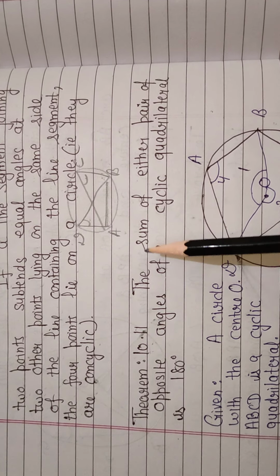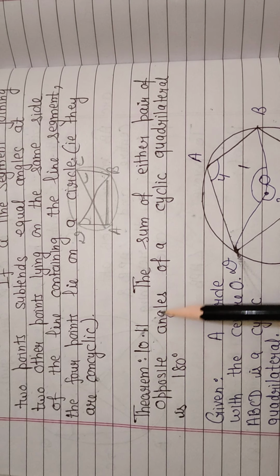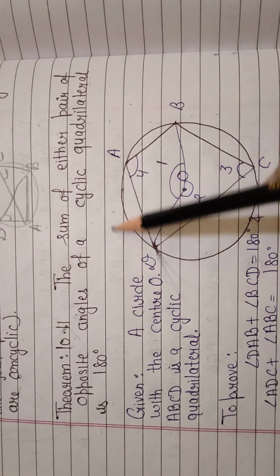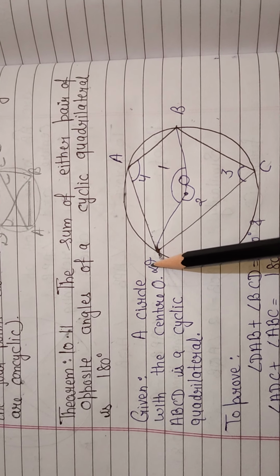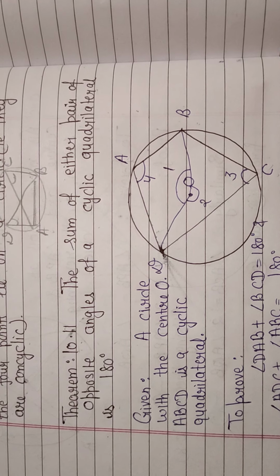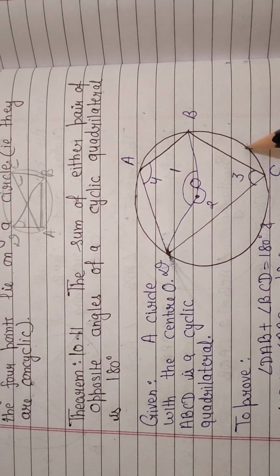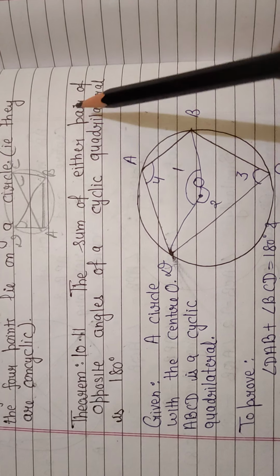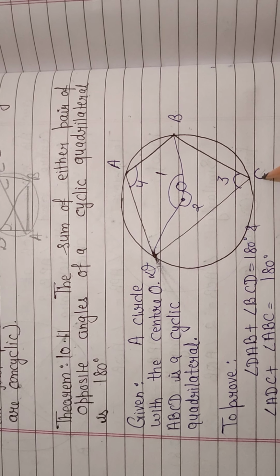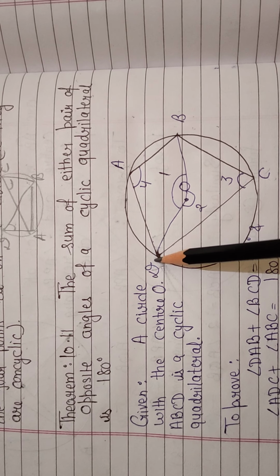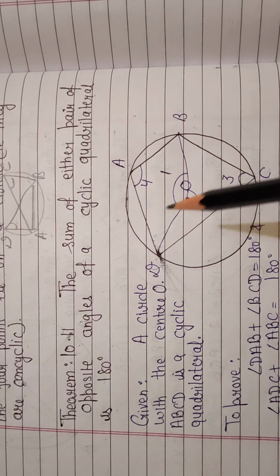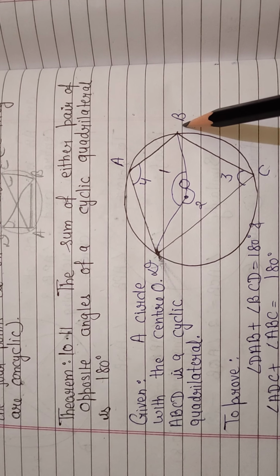Theorem 10.11. The sum of either pair of the opposite angles of a cyclic quadrilateral is 180 degree. Now here this is a circle. A, B, C, D is a cyclic quadrilateral. Why? Because all the points are lying on the circle. So it is called the cyclic quadrilateral. And according to the statement, the sum of either pair of the opposite angles. Here angle A is opposite to angle C and angle B is opposite to angle D. And we have to show that angle A plus angle C is equal to 180 degree and angle D plus angle B is equal to 180 degree.